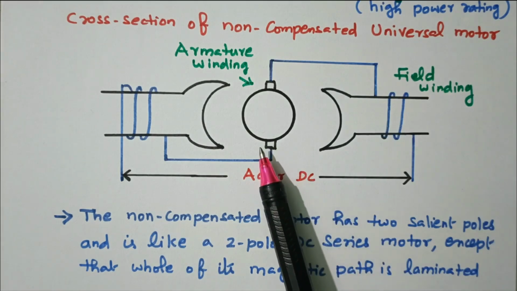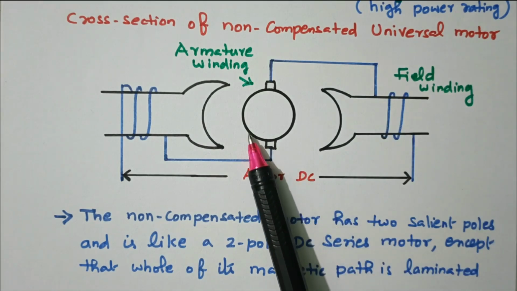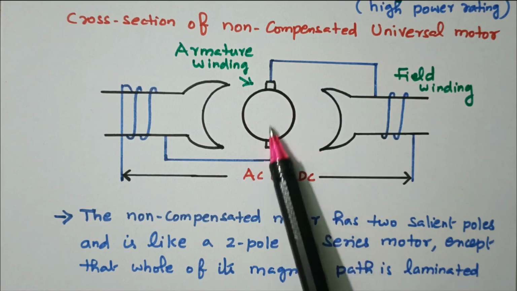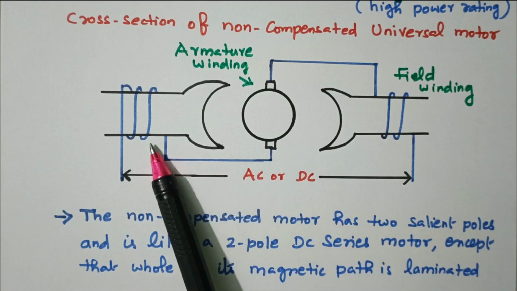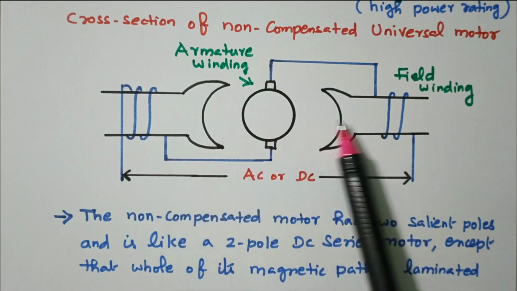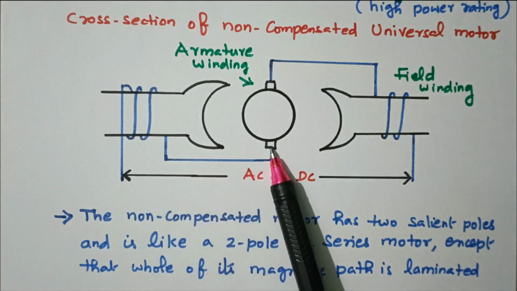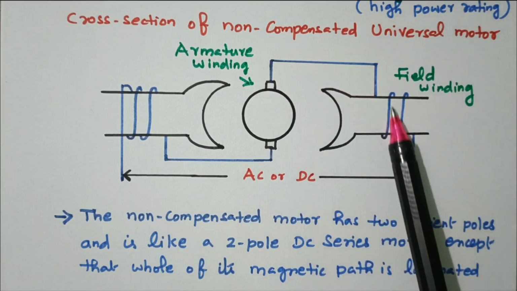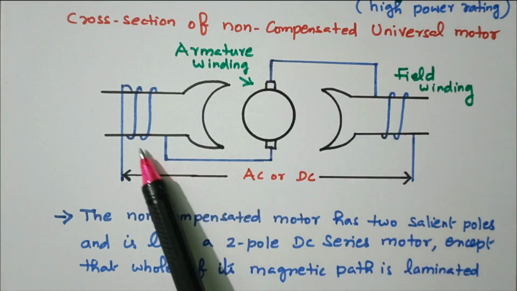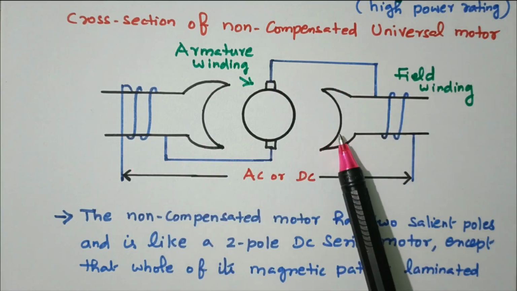So it is like a DC series motor or AC series motor. This is the armature, and brushes are there. This is the field winding. There are two poles available. This winding is available in the first pole, then it goes to the armature, then goes to the next pole. So it's a series motor. Field and armature are connected in series.